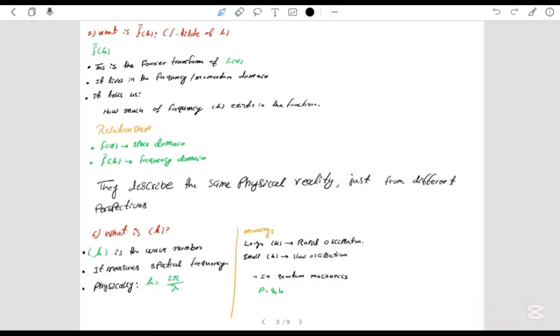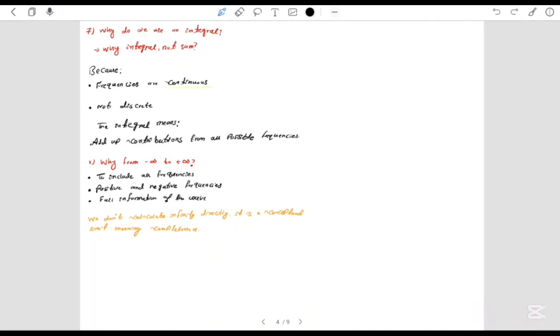What is k? k is the wave number. It means spatial frequency. Physically speaking, k equals 2 pi over lambda. So if we have a large k, it means there are rapid oscillations. If we have a small k, we have slow oscillations. In quantum mechanics, we have p equals h bar times k. k is the wave number, generally speaking, right?